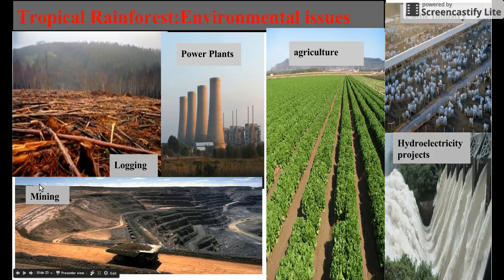Next, we'll talk about some environmental issues that are greatly affecting the tropical rainforest. Obviously, logging of the 350 or 500-year-old trees that give us a lot of wood, mining for coal, diamonds, and other ore, power plants, agriculture, the cattle industry, and hydroelectric projects are really hurting the tropical rainforest.